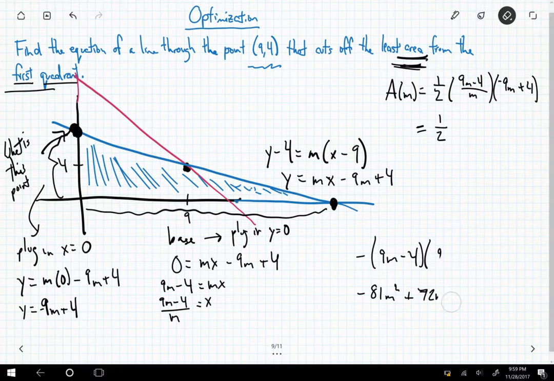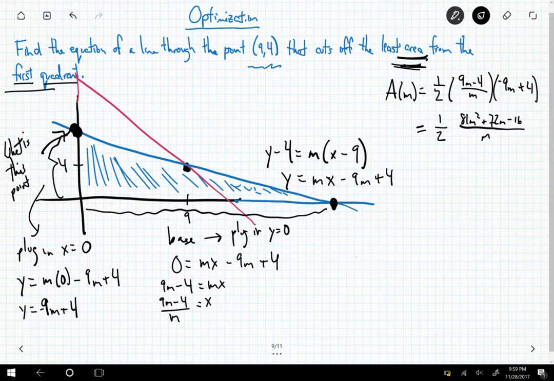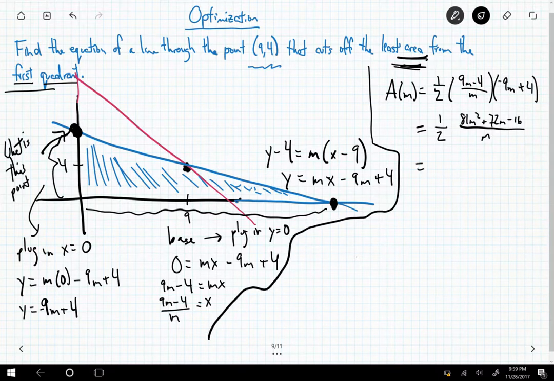So now, why is that important? So you have 81m squared plus 72m minus 16, all divided by m. So now we have a good equation for us. Okay, so A of m equals 1/2, and then we have 81m, when we simplify that, plus 72 minus 16 over m.